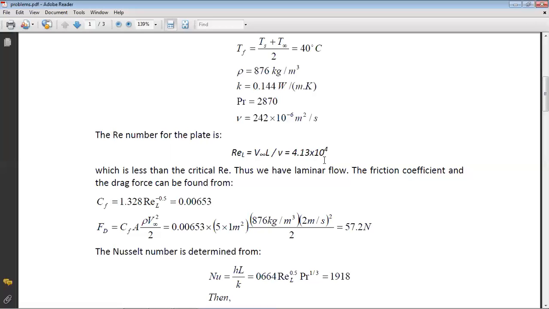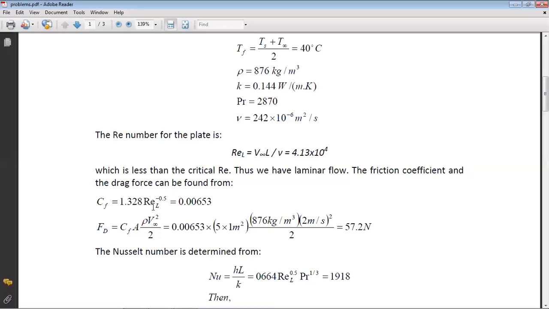Now again, if you go by the contents, you have post convection, back to external flow on page number 113. Now here, the equation for CF is given, which is 1.328 into Re to the power minus 0.5. I'm giving you the reference. It is on page number 113, equation 1.0, where CFL is nothing but the average friction coefficient up to the distance L from the leading edge. Now, if you calculate the value of CF or CFL, you'll get 0.00653.